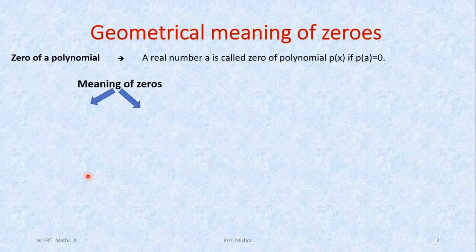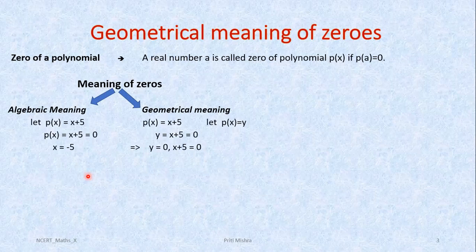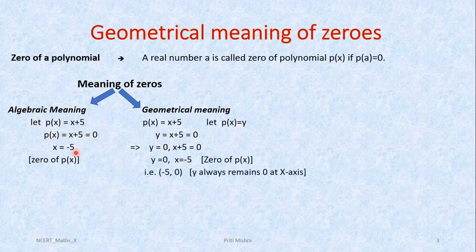So today I am going to explain this topic in two ways. First one, algebraic meaning and geometrical meaning. We will explore these two meanings at the same time so that this concept will be more clear in your mind. So let's start. Suppose I have a linear polynomial p(x) = x + 5. In order to find its zero, I need to make it equal to 0. So x = -5 is the zero of this polynomial. This is the algebraic method to find the zero of a polynomial.